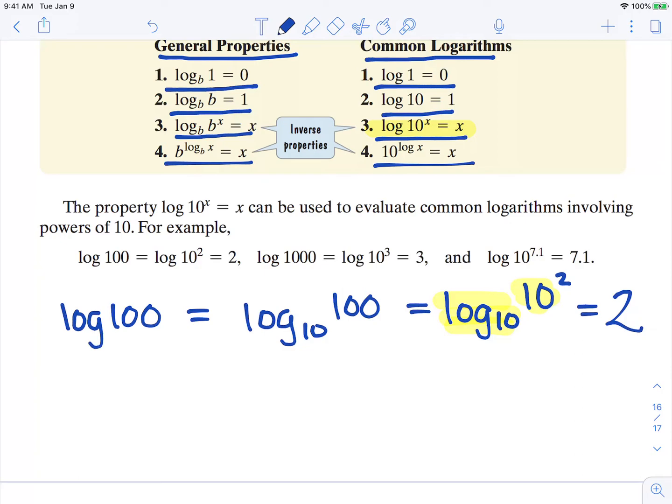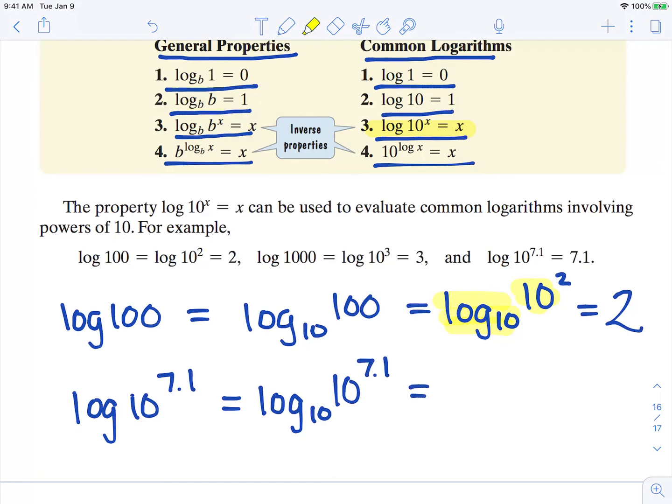So our answer then is 2. Let's do another example. Log of 10 raised to the 7.1. Change it to log base 10 of 10 raised to the 7.1. Logarithm base 10, exponential base 10, they are inverses of each other. So we get 7.1.